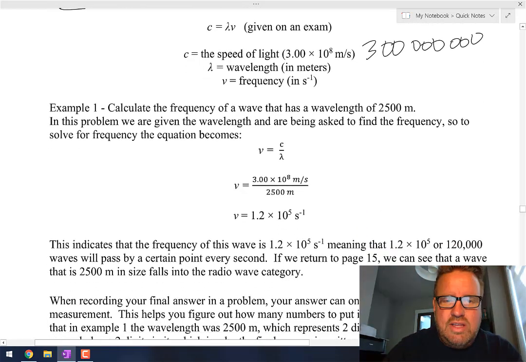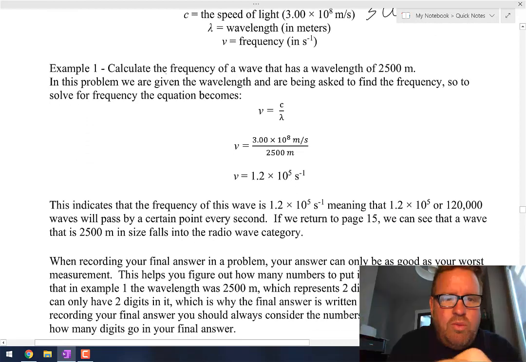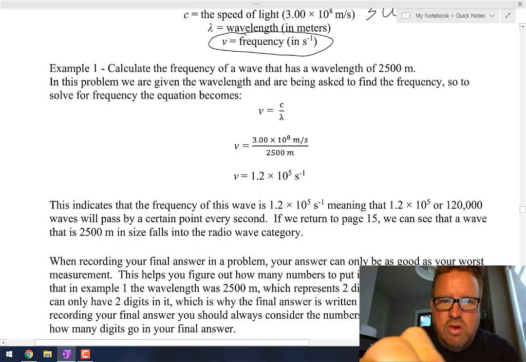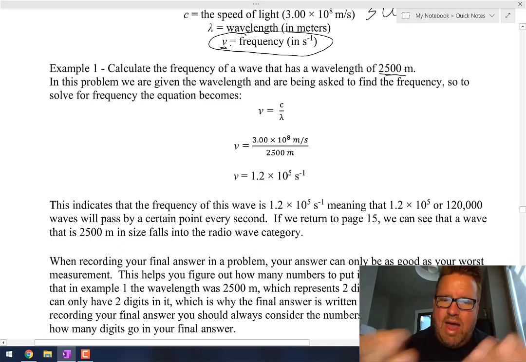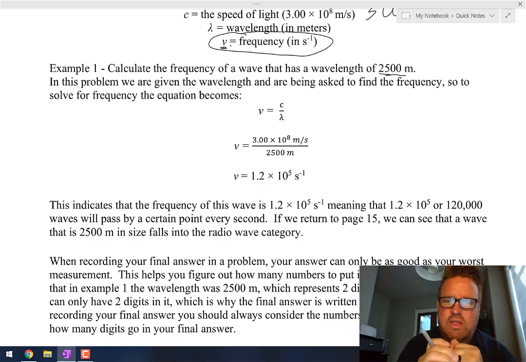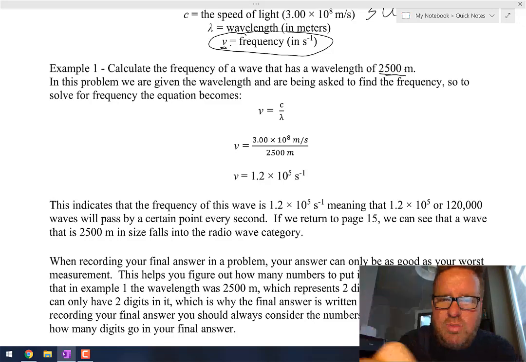So let's look at an example of this. Example number 1 says calculate the frequency of a wave. So remember, frequency is this one right here, so we're trying to find that v looking thing. Calculate the frequency of a wave that has a wavelength of 2,500 meters. In this problem, I'm giving you the wavelength and asking you to find the frequency. So this is going to require some of your algebra skills.